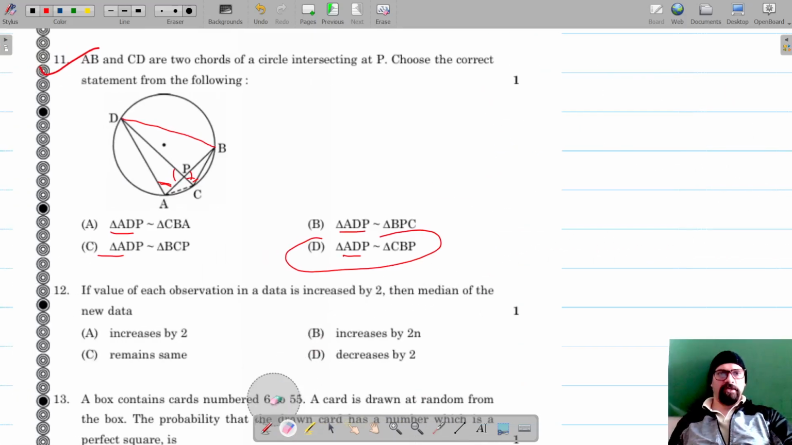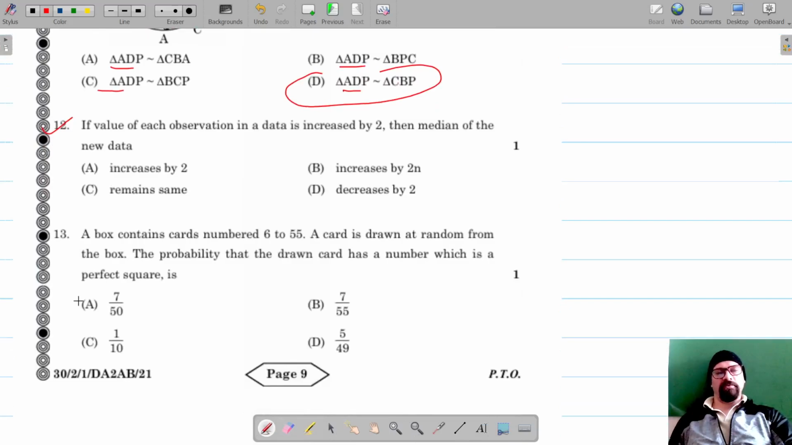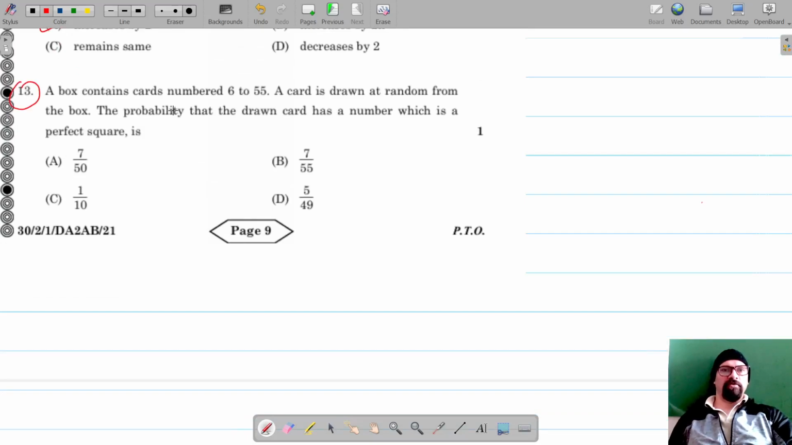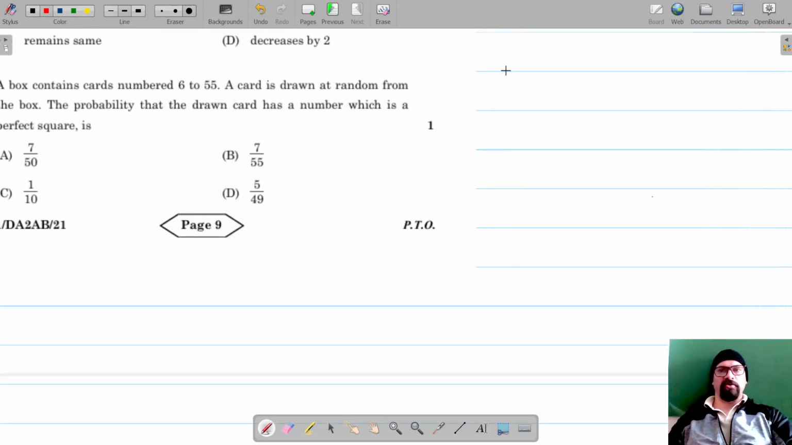Moving on to the next one, that is question number 12. It's given that if each value of the observation in a data is increased by 2, then the median of the new data is also increased by 2. Because the observation is increased by 2, that means there is a value increase of 2 in each value, and if the value is increased equally for all the values, then the median is also increased by 2.